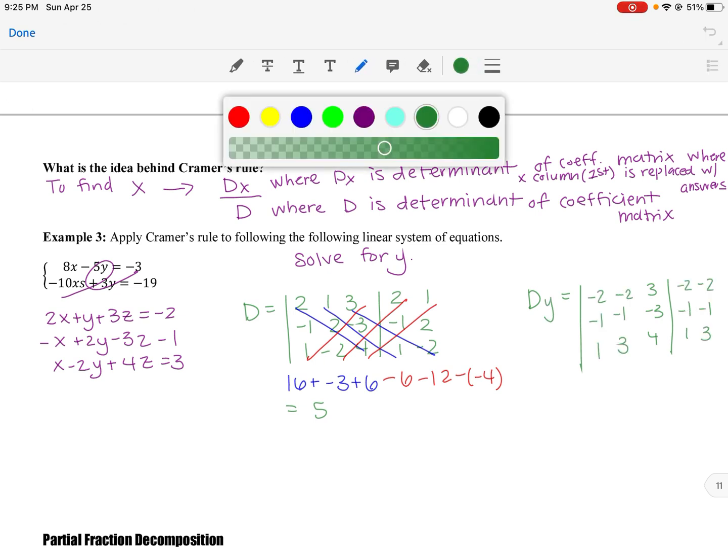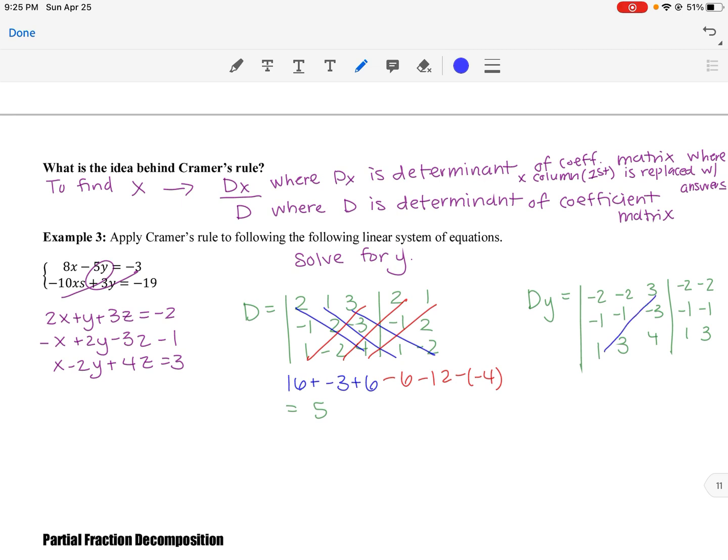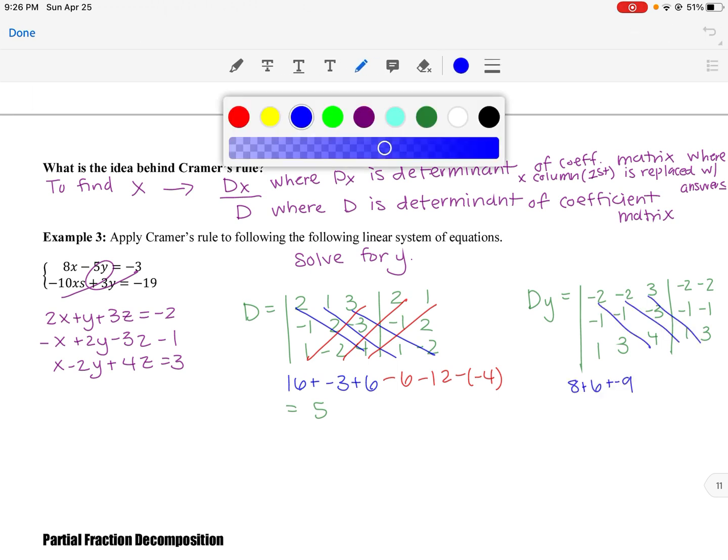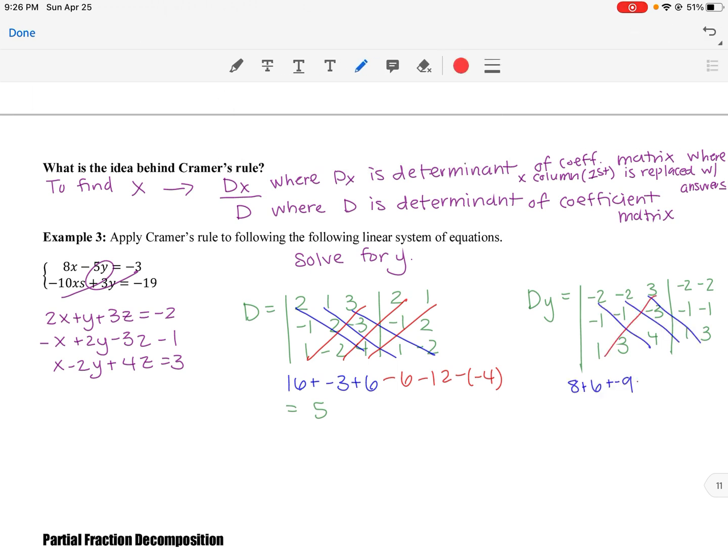Okay, let's try that again. So now we're going to multiply up and multiply down. So we get positive 8 plus 6 plus a negative 9 and subtract the downs. So minus a negative 3, minus 18 and minus 8. So 8 plus 6 minus 9 plus 3 minus 18 minus 8.